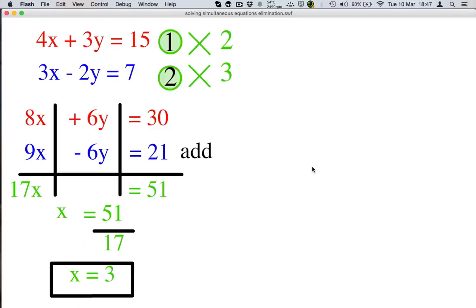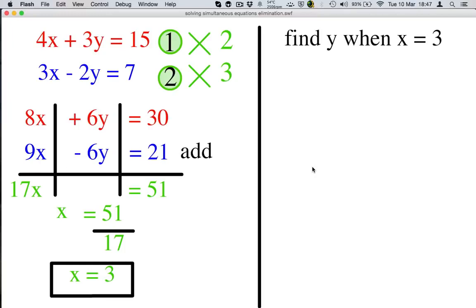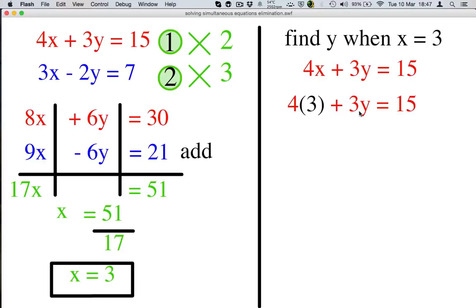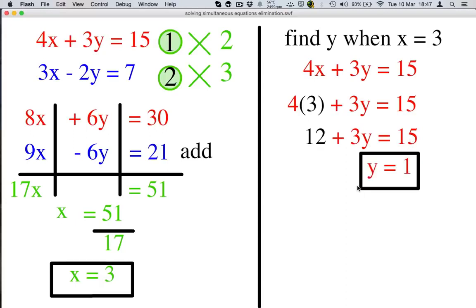Okay, now that we've found x, we need to find y when x is 3. So pick the first equation, write it down. Where it says x, now write the number 3. So 4 times 3. Multiply the 4 and the 3, gives me 12. And then if we subtract 12 from both sides and then divide the answer by 3, we get y is equal to 1. So we've solved it.